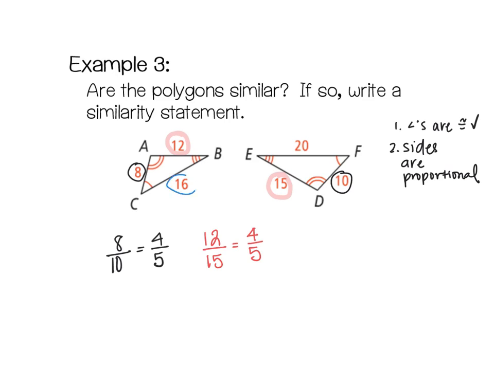And then lastly, my largest side is 16 and 20. So 16 over 20 also simplifies to be 4/5. All the sides are proportional, so these are similar. And then we would need to write a similarity statement. So I could say triangle CAB is similar to triangle FDE.